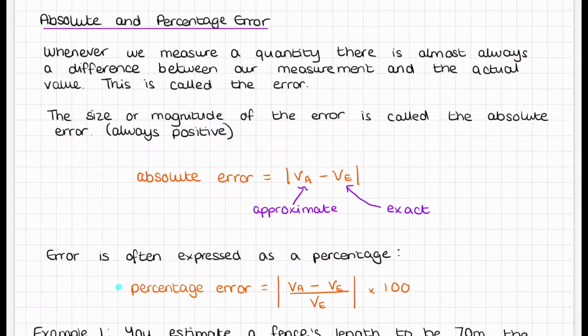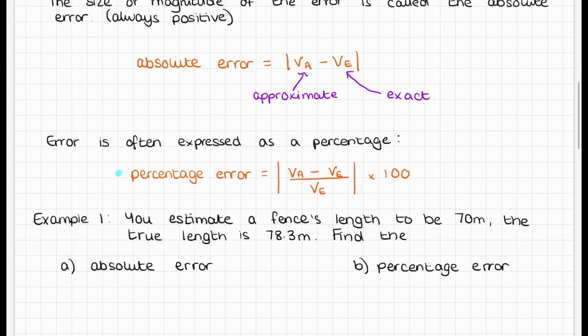The size or magnitude of the error is called the absolute error, and it's always positive. What makes it always positive is these straight lines either side of the equation. So absolute error equals the approximate minus the exact. Those two straight lines mean the absolute value, which means the answer is always positive, whether we get a positive or a negative value. Error is often expressed as a percentage, and our percentage error equation is the approximate minus the exact, all divided by the exact. We take the positive value of that because we have the straight lines either side, the absolute value, and then we times it by 100.